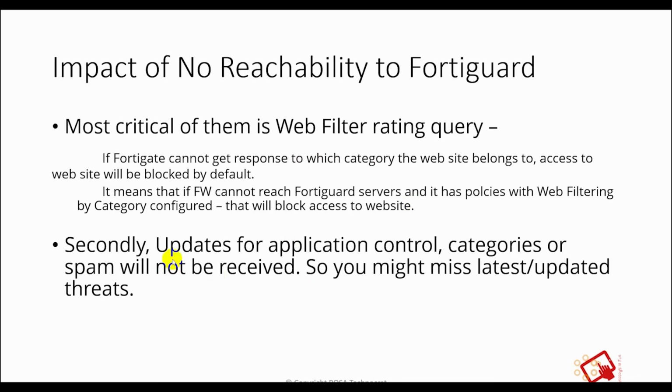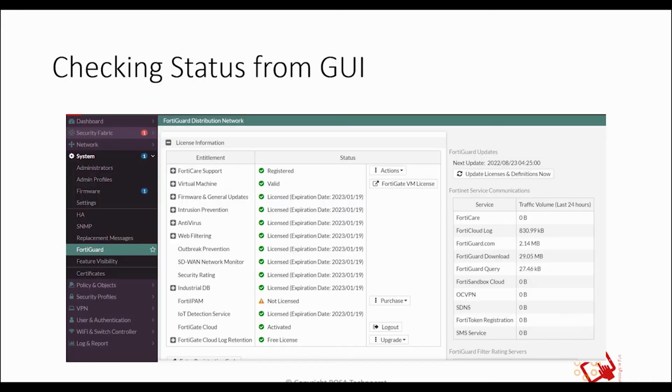And secondly, of course, the updates for application control or categories or spam will not be received if you have issues with the Fortiguard communication. Because of this, you will only miss the latest updated threats, but whatever you already have in the database will not be impacted. The immediate impact of no reachability to Fortiguard can be seen if you are using web filtering profiles in your policies.